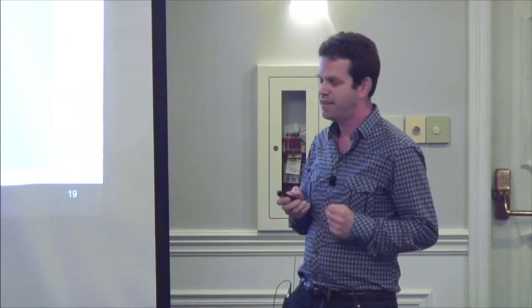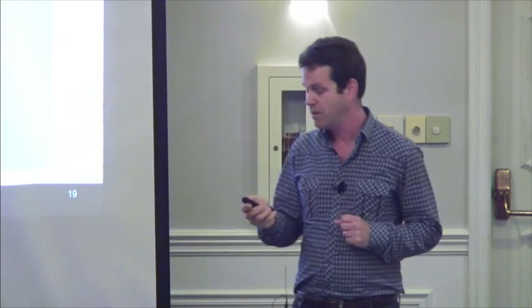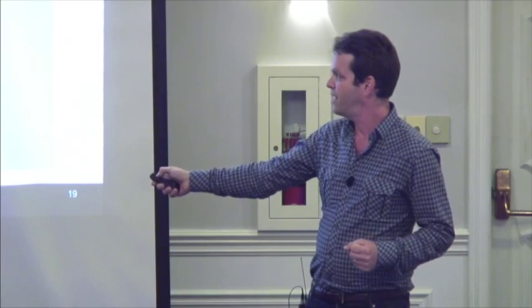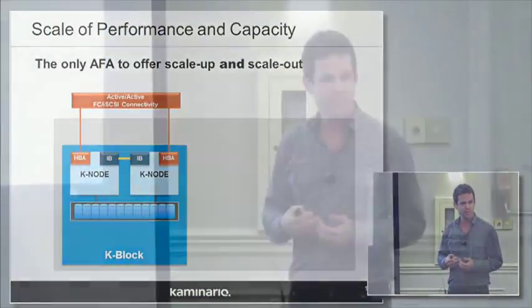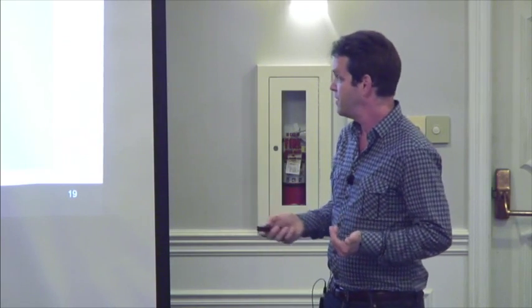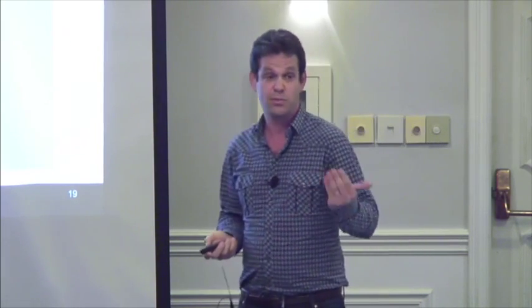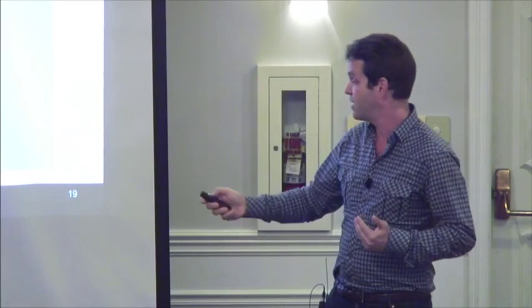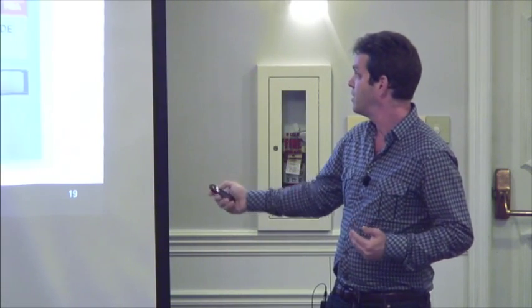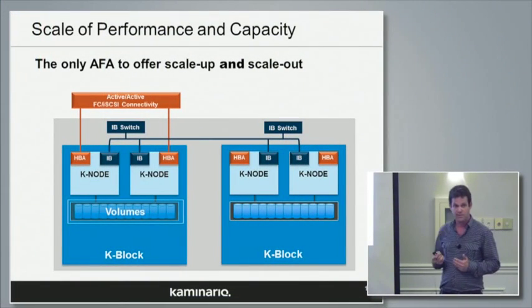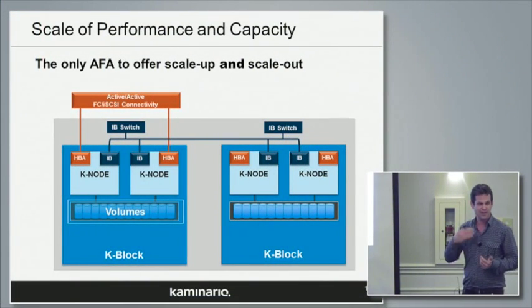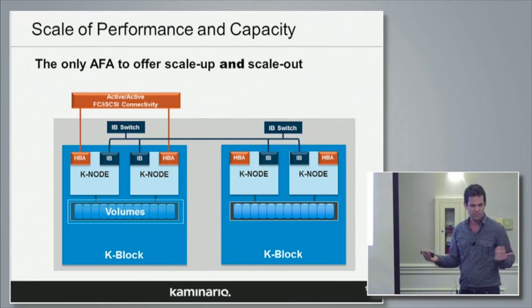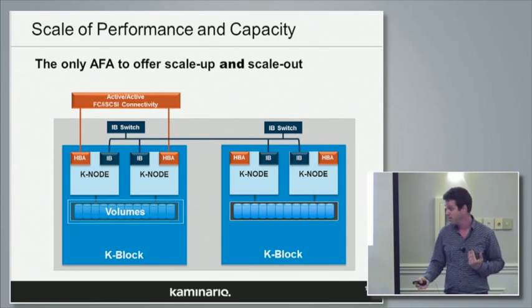We are the only ones that can scale up and scale out. So you can start with a basic entry point system. It's very cost efficient. It only contains a single K-block, a single shelf, 2 nodes. We support multiple sizes of SSDs. Assuming that we see that the customer needs more performance, we recommend the customer scale out. What does it mean? Of course, everything is online, so there is no disruption to the operation of the customer.